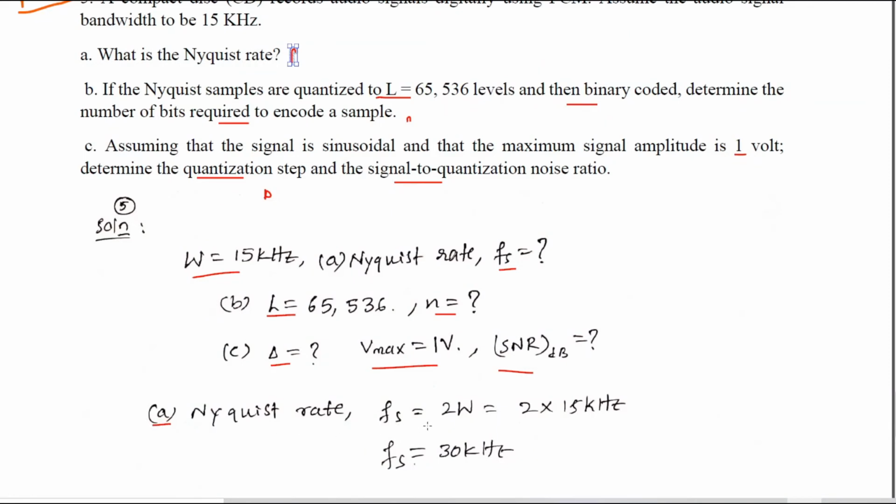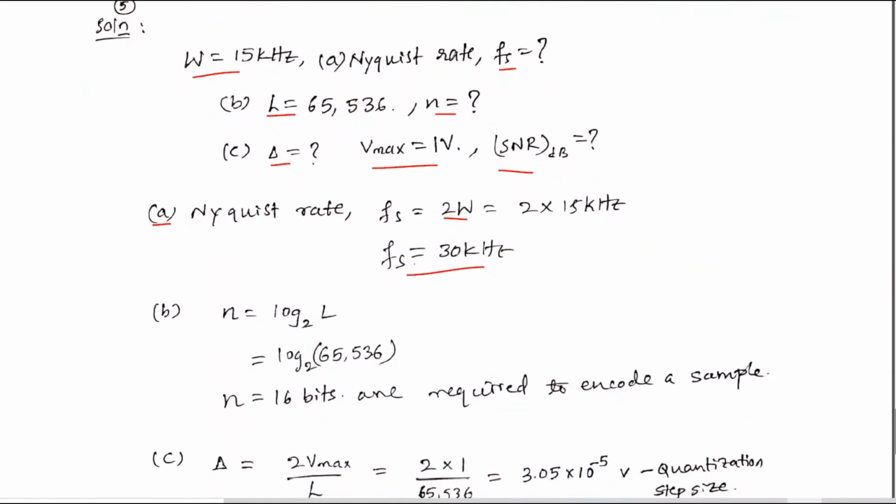Okay, first A, Nyquist rate, which is very simple, as you already know. Fs is equal to 2 times omega, which is 2 into 15 kilohertz. You are going to get 30 kilohertz as the Nyquist rate, or 30,000 samples per second. Number of bits, N is equal to log L to the base 2. So L is 65,536. So N you are going to get exactly 16. So 16 bits are required to encode a voltage sample.